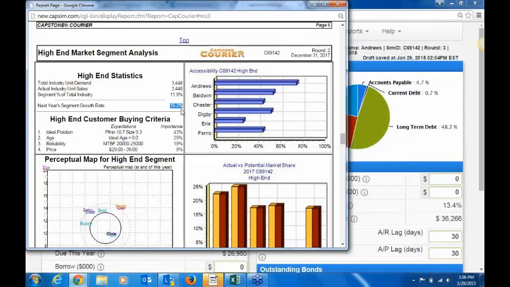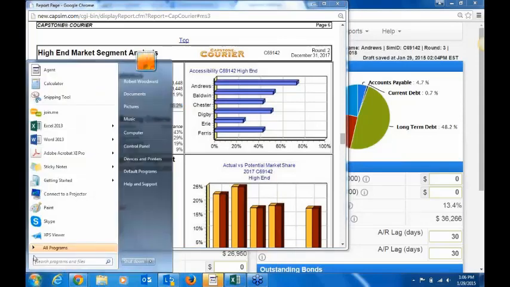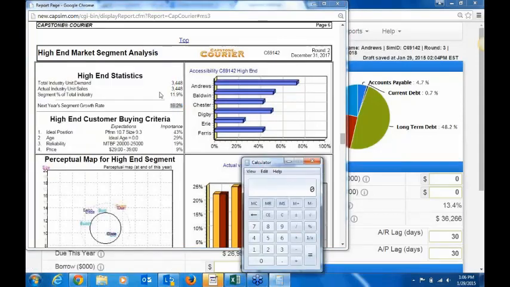You're also provided how fast the segment grows. To calculate that, you would take your 3,448, which was last year's demand, and multiply it by 1 point and then the growth rate, 162. That's going to give me essentially 4,007 as my sales forecast for the year. Once you have that number, go ahead and set that aside.